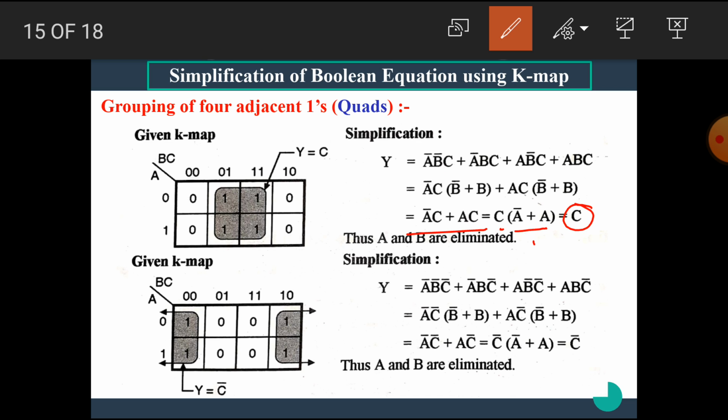Okay, let's consider this Kmap. In this Kmap there are 4 ones, that means this one, this one, this one, this one. We can make 2 pairs, but our rule says that first try to find the octet. If octet is not present, then try to find quad. If quad is not present, then try to find a pair. But here these two ones are adjacent with these two ones, hence we can make a quad of these 4 ones. Okay, then after simplifying this we get the equation c bar.